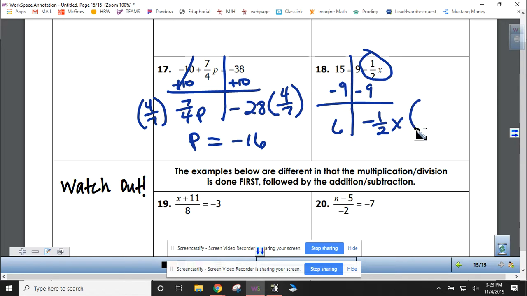I'm going to multiply by its reciprocal. Negative 2 over 1 is the same as negative 2. Do that to each side. Negative 2 times 6 is 12. And that's our solution. Ooh, almost forgot that negative sign.